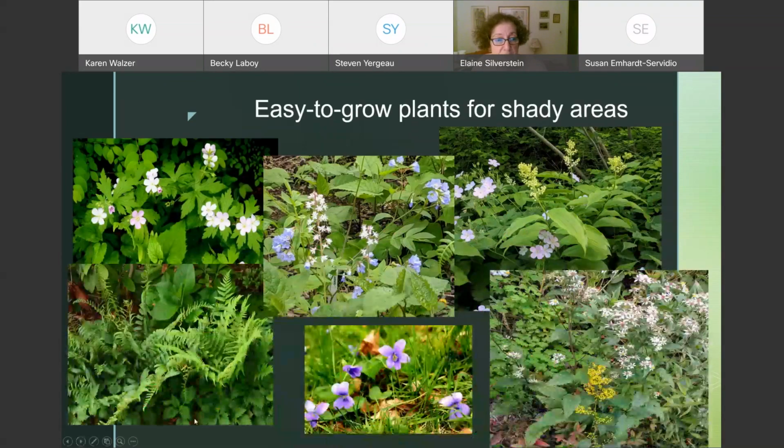Some plants for shady areas. I mentioned the geranium, and this is a spring ephemeral. It does go dormant after blooming. For the most part, it's gone dormant by now. A couple of native ferns. I think in this picture, there's both Christmas fern and marginal wood fern, which both do well in very dry, shady areas. And this is a pachysandra.